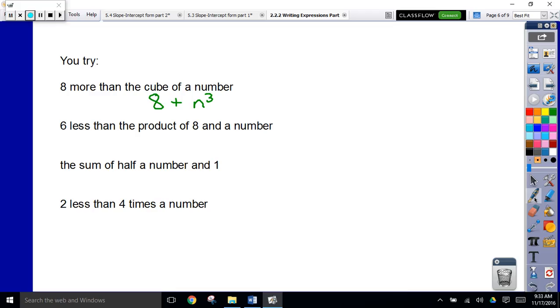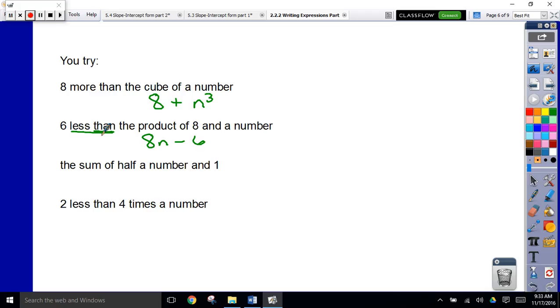Okay, 6 less than the product of 8 and a number. Jenna. 8n minus 6. Good. 8n minus 6. This less than, the word than is telling us it's less than something else, so we have to start with the something else. Nick, question? What about 6 minus 8n? No, it can't be 6 minus 8n because that's saying something completely different. Subtraction is not commutative, we can't just change them around.